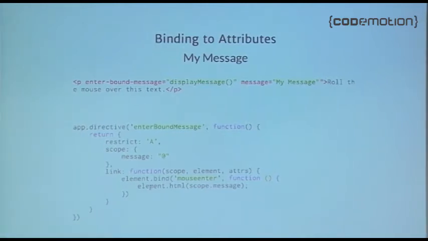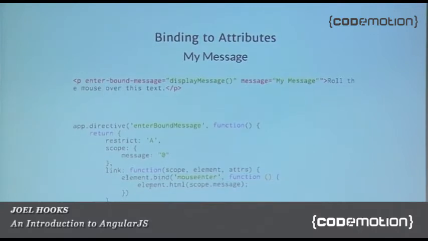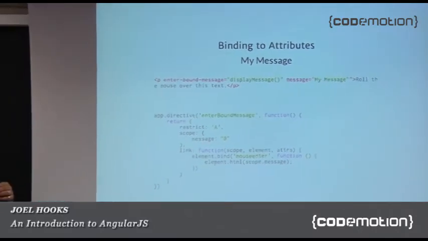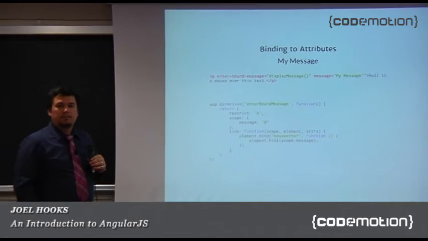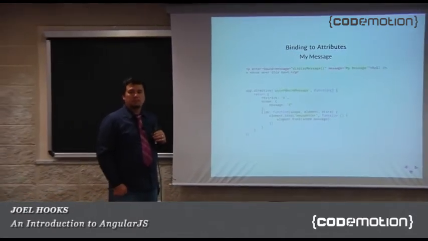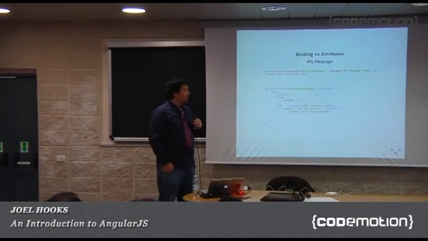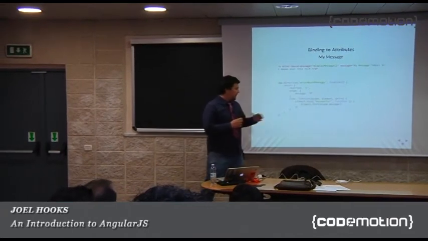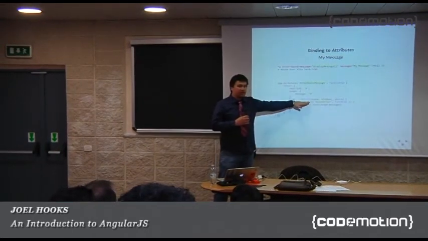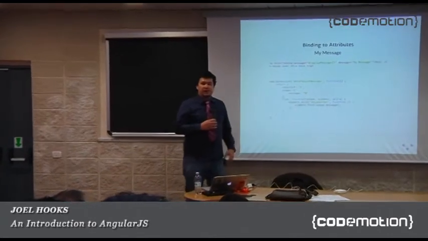Can I ask you a question? Sure, please. About the signature of the callback function. Is the signature always that? It's fixed? Meaning you always pass it scope, element, and attributes? Yes, so the question is whether this link function is always going to have this signature, and the answer is yes.